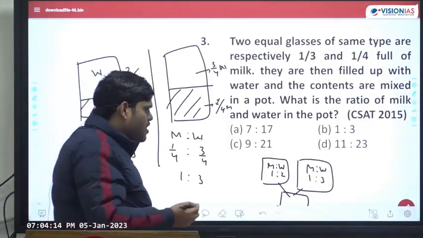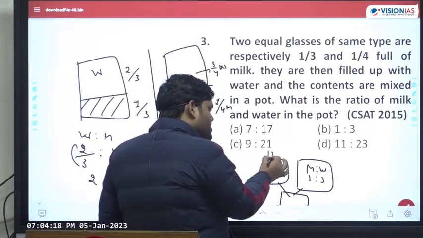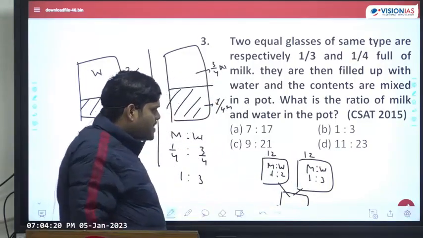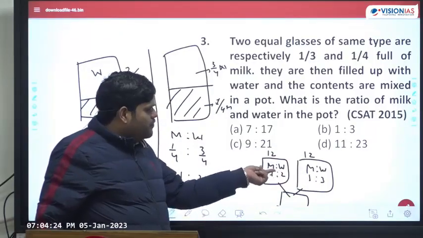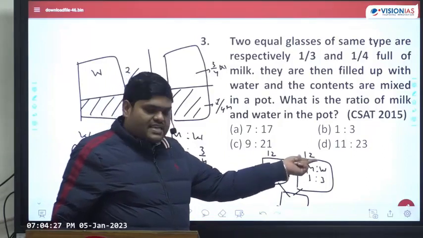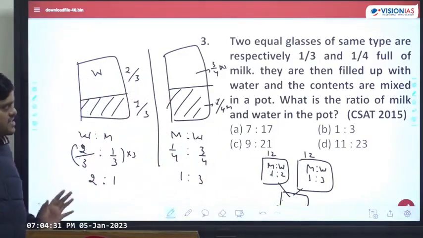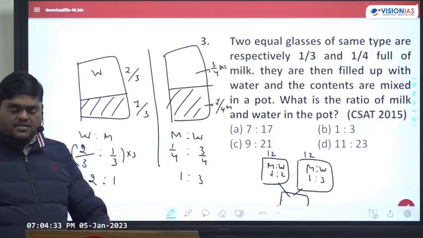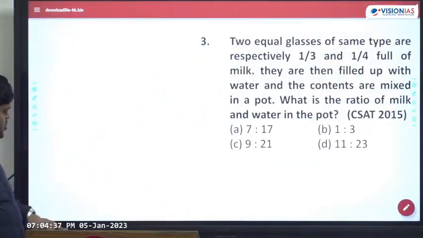So how can we solve it? We will take the LCM: 2 plus 1 is 3, 3 plus 1 is 4. The LCM will be 12 and 12. That means we will take 12 liters of this and 12 liters of this. Out of 12, how much milk is there? We can find out the answer. Yesterday we did this. Okay? So the ratio part is over.